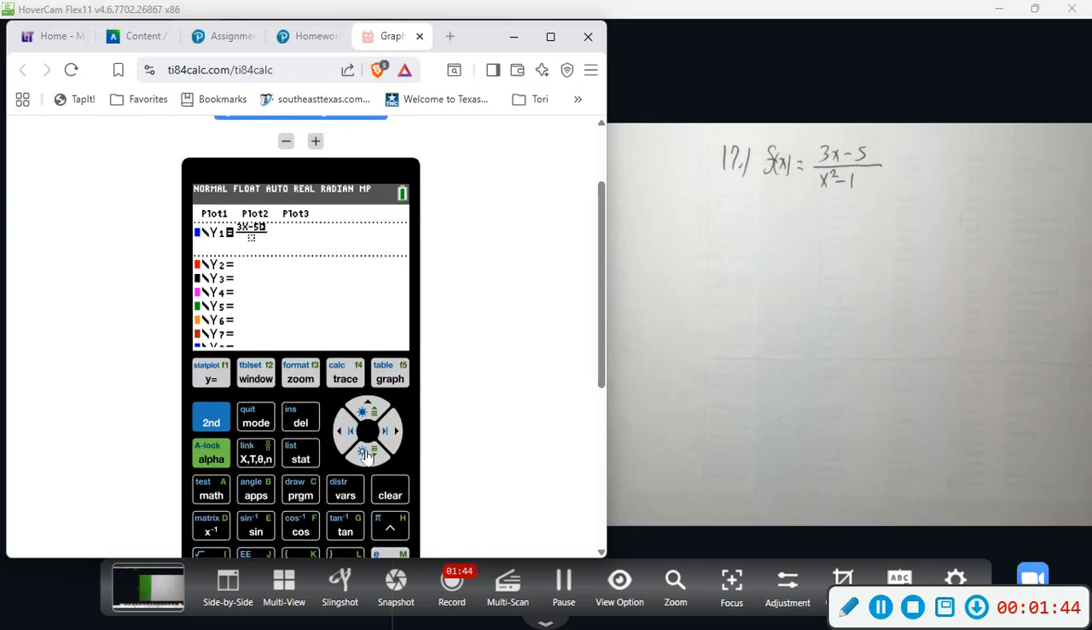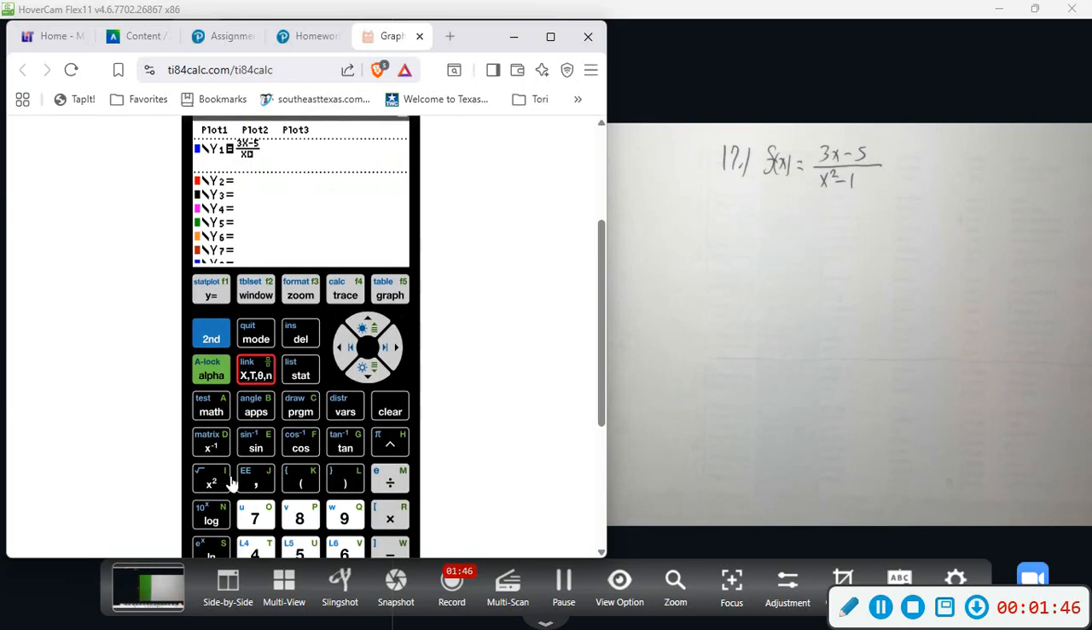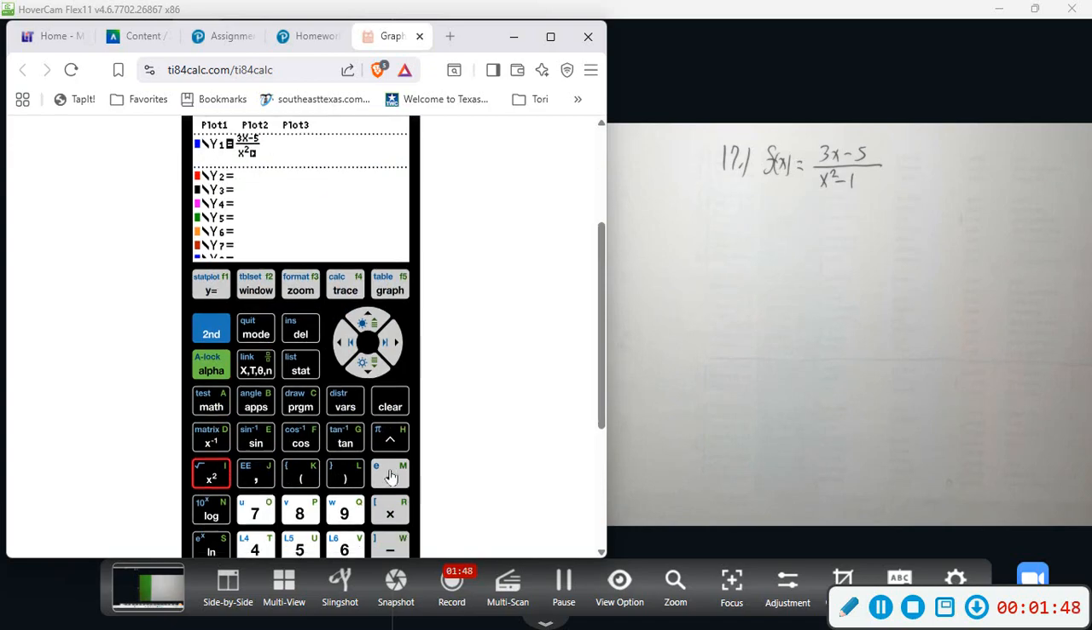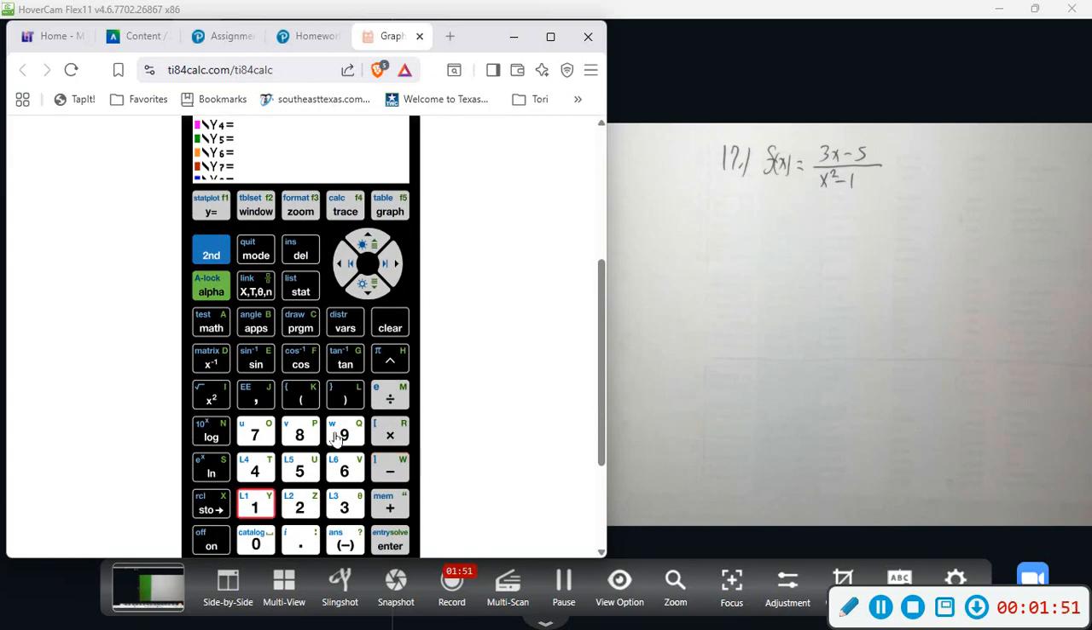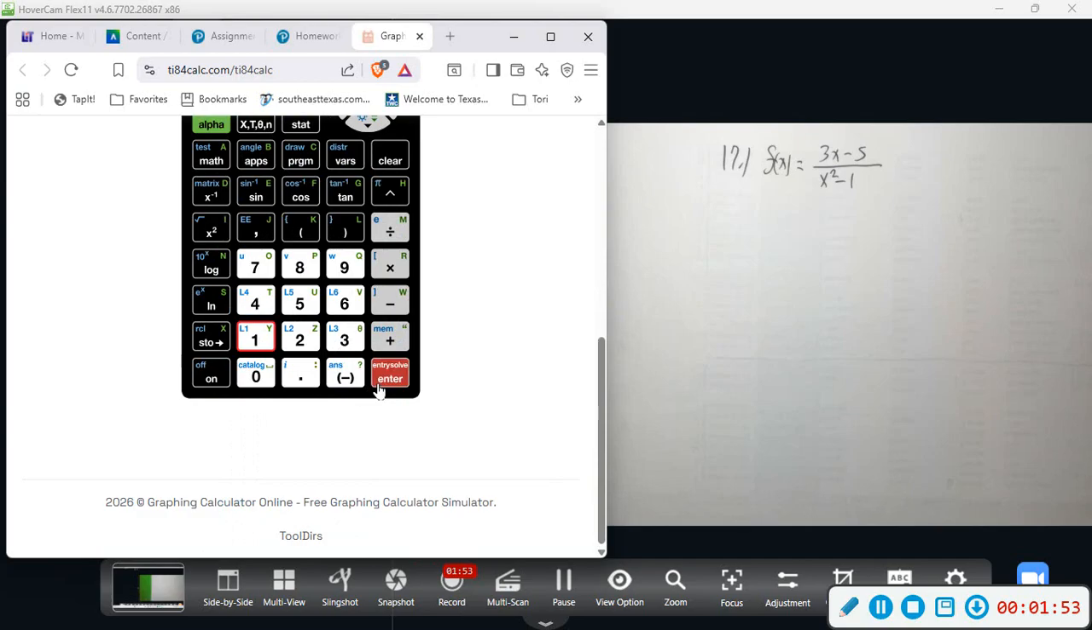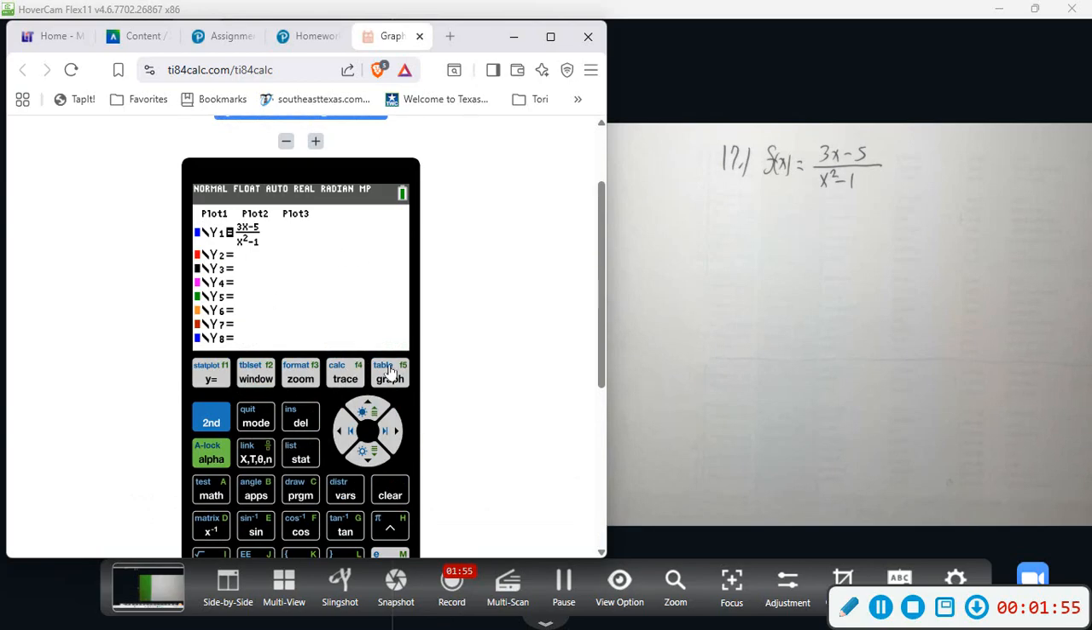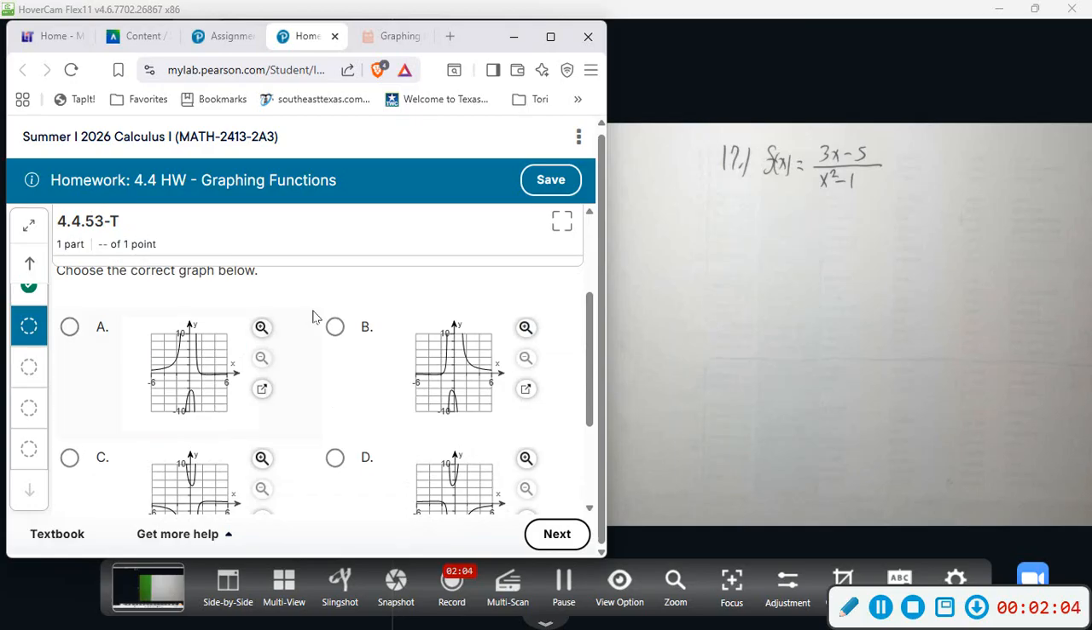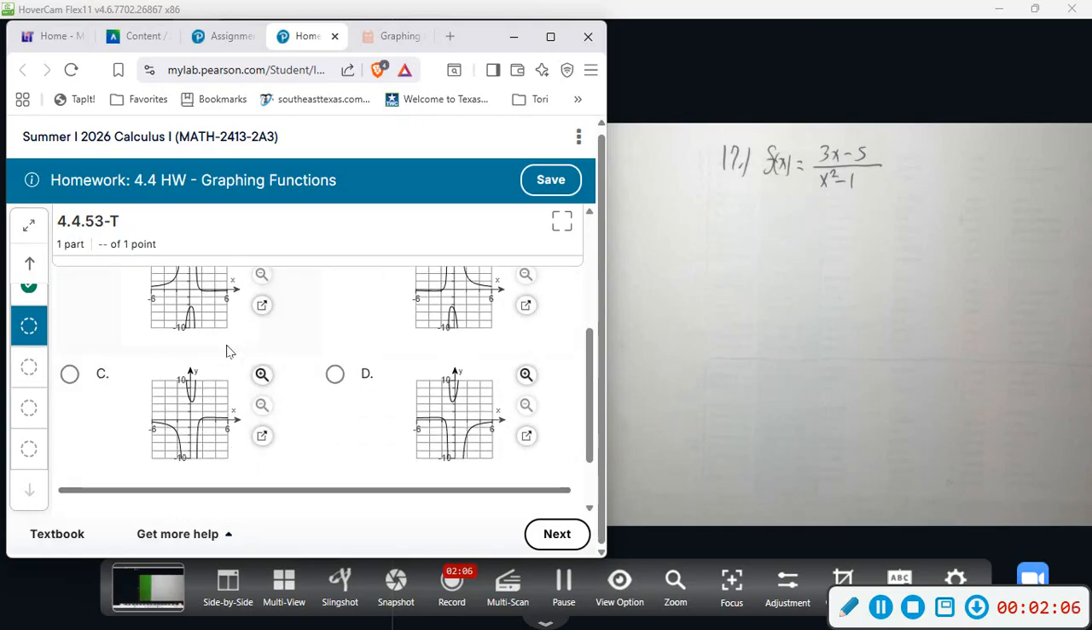Three x minus 5 over x squared minus 1. Enter to lock it in, and then we'll graph. All right, so we can kind of see the shape of this graph. We can pick out which one matches. Since we have double parts on the bottom, we can get rid of A and B, and we're looking at C and D, and based on the shape, C looks to be the best one.